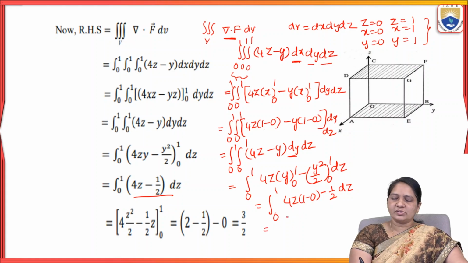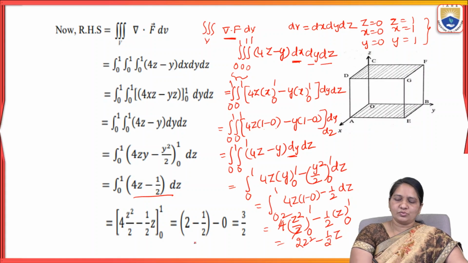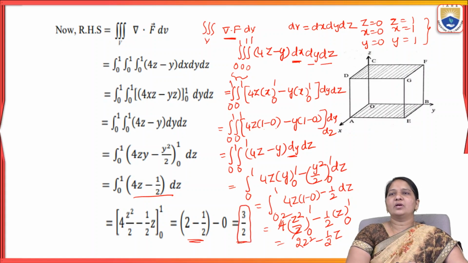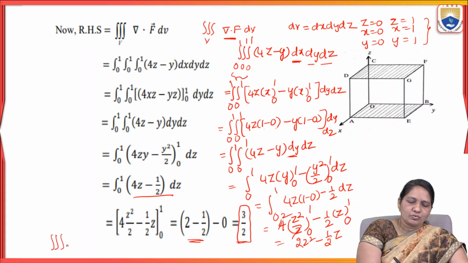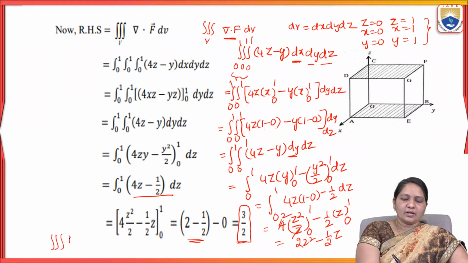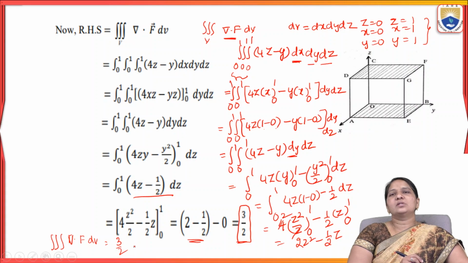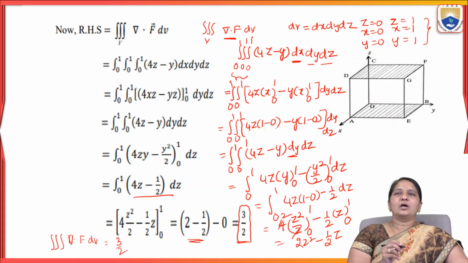Now I am doing with respect to z. So 4 integral z is z square by 2, limits are 0 to 1, minus 1 by 2 into integral dz is z, limits are 0 to 1. So 2 2s are 4: 2z square minus 1 by 2 into z. So this is 1 minus 0, so 2 minus 1 by 2. Finally we got the answer 3 by 2. So triple integral over V of del dot F dV, the value we got is 3 by 2. So this is the way to calculate using Gauss Divergence Theorem.